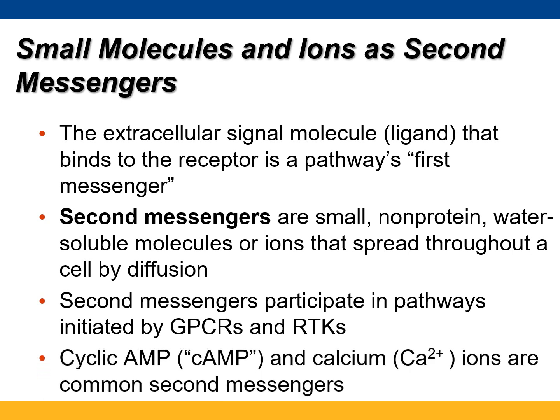Two of the most common second messengers are known as cyclic AMP, abbreviated with a lowercase c, capital AMP, adenosine monophosphate. It's an ATP missing two of its phosphates that's also been modified to form a ring structure. So cyclic AMP and then calcium are two of the most common second messengers found inside the cytosol of cells that have been stimulated.